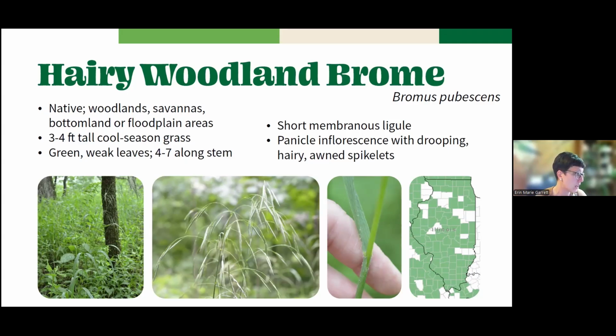So if you are looking for that, like a fringed woodland brome, and a leafy woodland brome, which has a good name, are going to have at least 9 to 15 leaves along their stems. Okay.